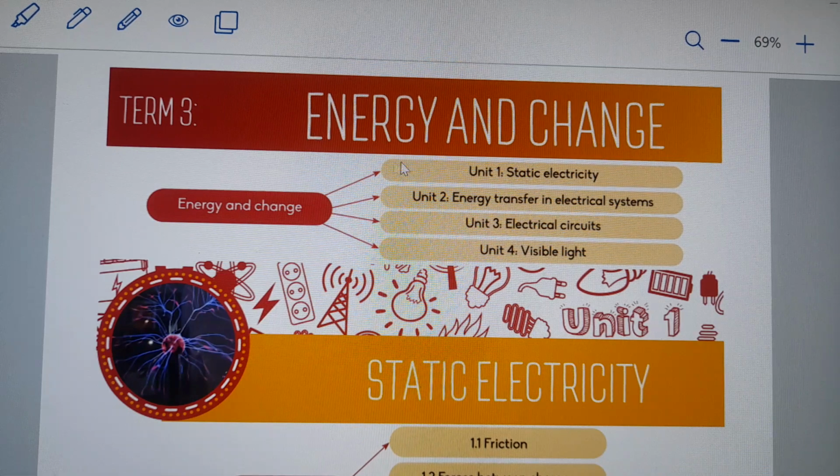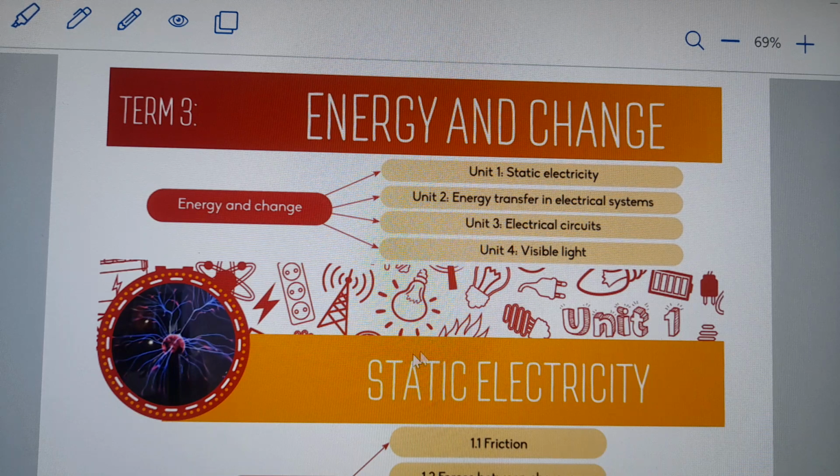Under this section, we will cover 4 units, and that will be the end of the term. Only 4 units. The first unit is static electricity. The second unit is energy transfer in electrical systems. The third unit is electrical circuits. And the last unit, unit number 4, is visible light. We start with unit number 1 that covers static electricity.